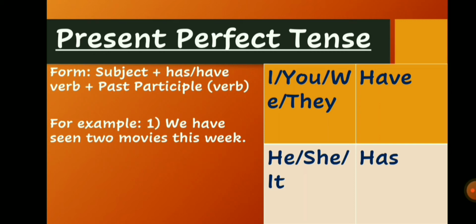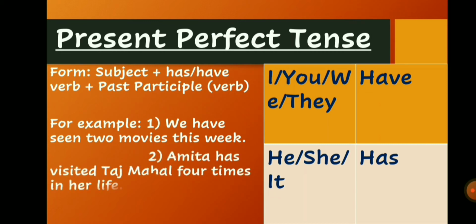For example, we have seen 2 movies this week. Now here we is a subject, have seen is the present perfect tense. In the verb seen, we can see that the verb is in ed or en form. That means seen is in en form, hence it is the V3 form. Second example, Amita has visited Taj Mahal 4 times in her life. So here Amita is a subject, has visited. Here visited is in ed form. That means it is V3 form, and Amita is a girl. That means we talk about she.